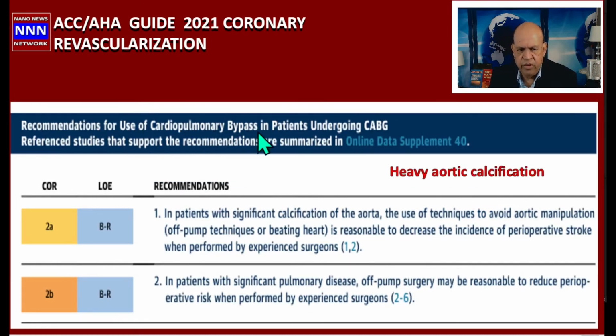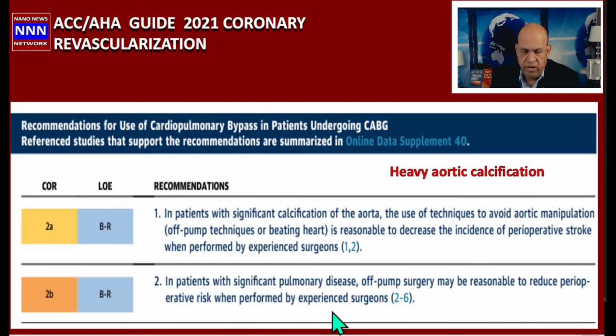Recommendations for use of cardiopulmonary bypass in patients undergoing CABG. Of course, in the 80s and 90s, everybody went on a heart-lung pump when they were getting bypass surgery. Nowadays, we have surgeries that are done off pump with just stabilizing the heart, and so it is reasonable in patients with significant calcification of the aorta to use techniques to avoid aortic manipulation. Off-pump techniques or beating heart, that's a class 2 indication to minimize embolic events. In patients with significant pulmonary disease, off-pump surgery may be reasonable to reduce perioperative complications.